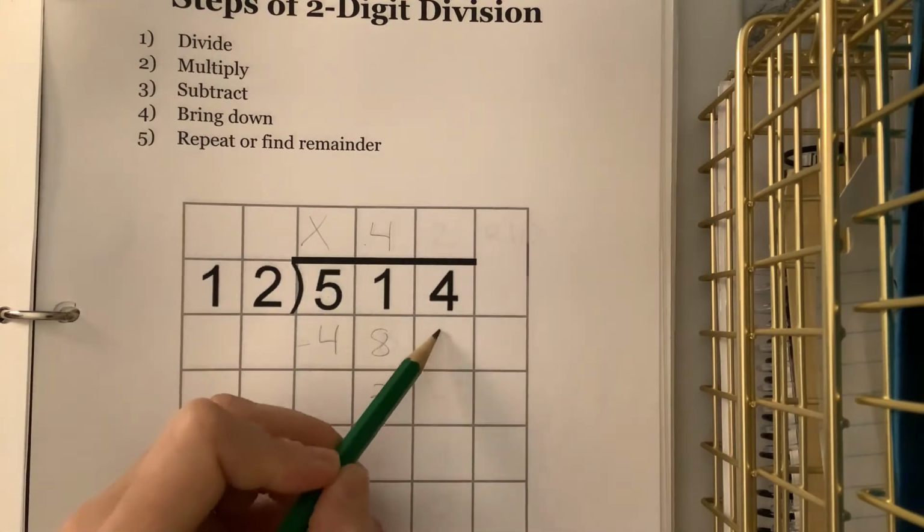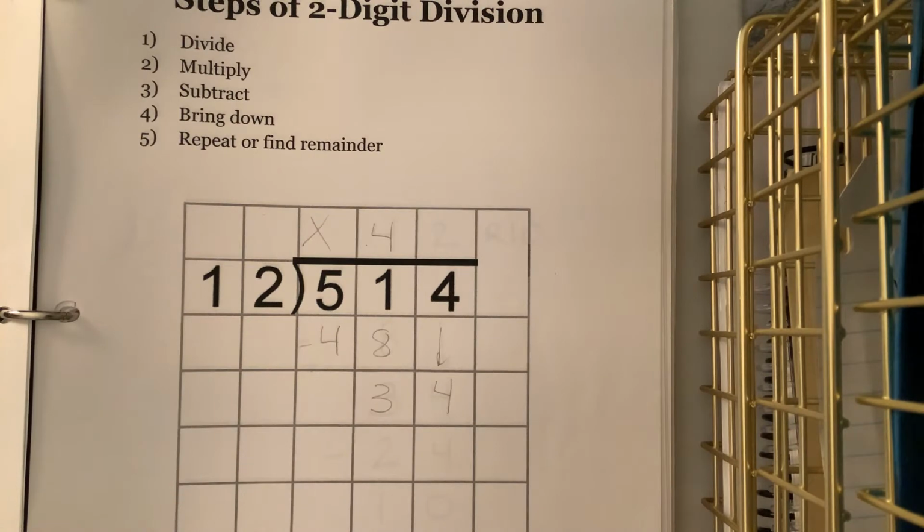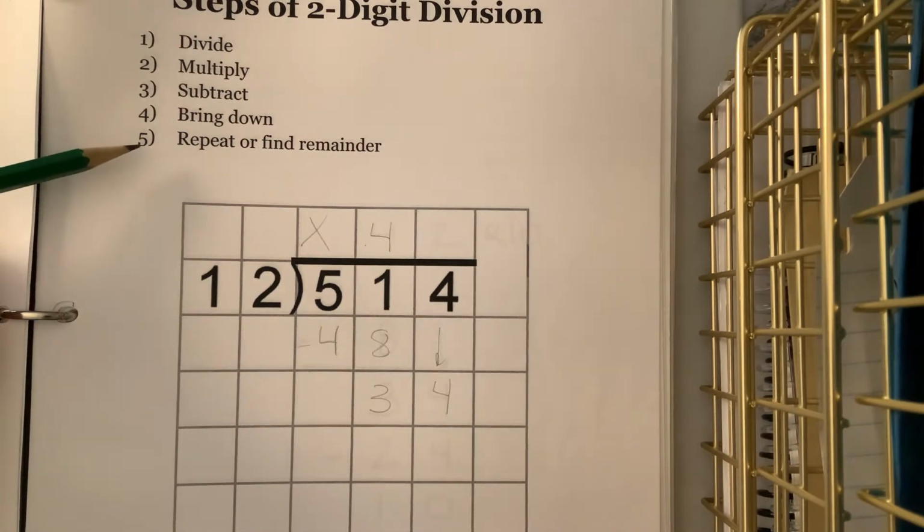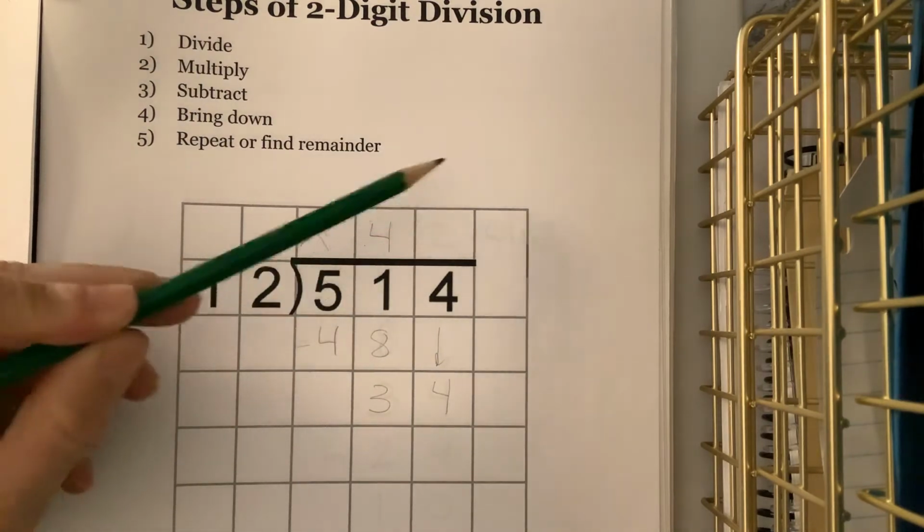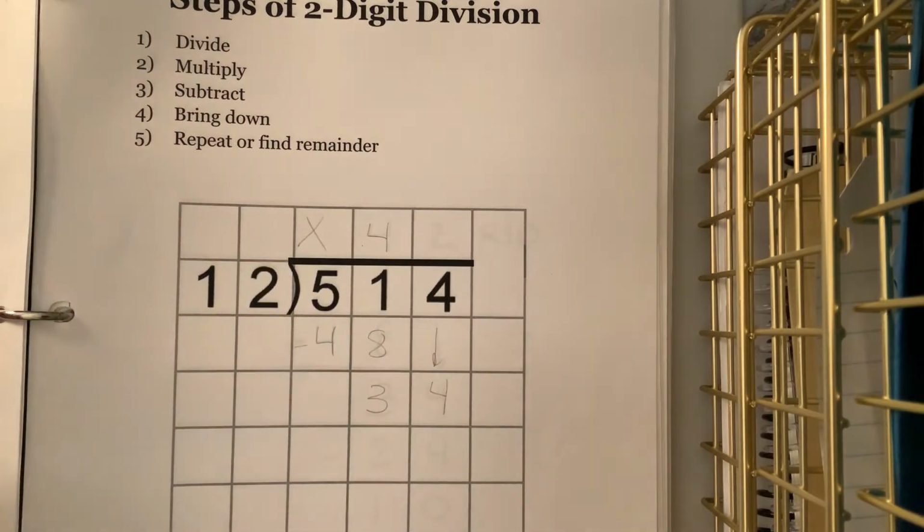Then we bring down and repeat. In this case, we're repeating because there's still an empty space here. We're not ready to find the remainder.